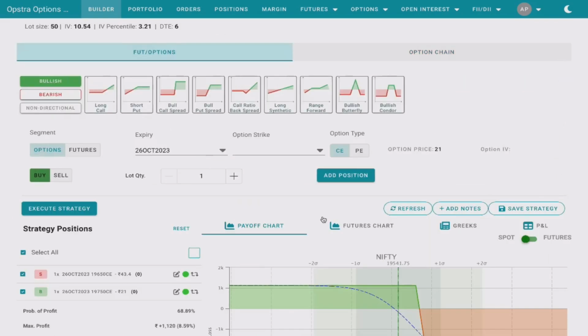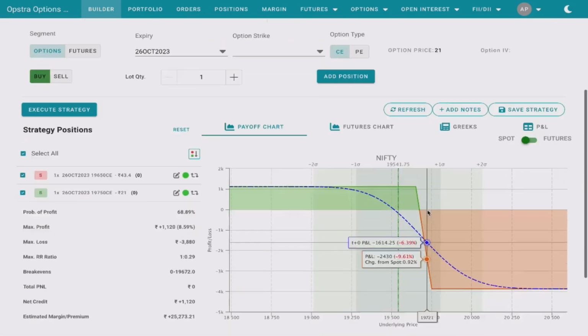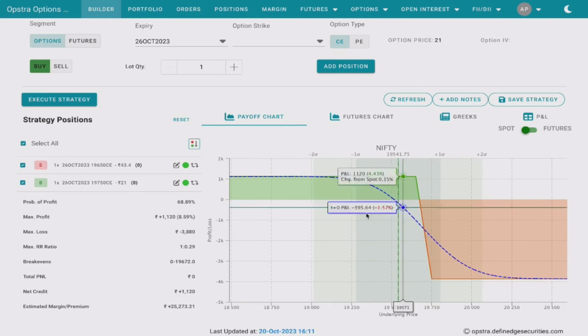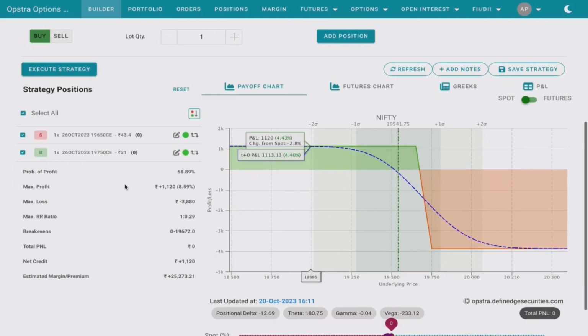So what it does is it creates this kind of position for us. This is known as the credit spread, the call credit spread. Now, as you can see, the probability of profit is 68.89%. This is one of our favorite strategies, one of the many strategies that we deploy, something that we really find favorable. But 68.89% is the probability of profit, but that's not really what I want to look at.